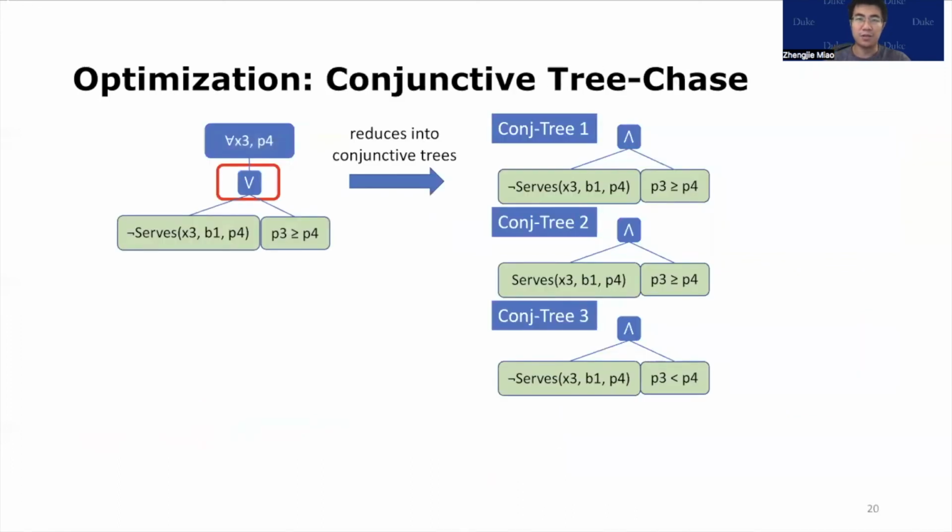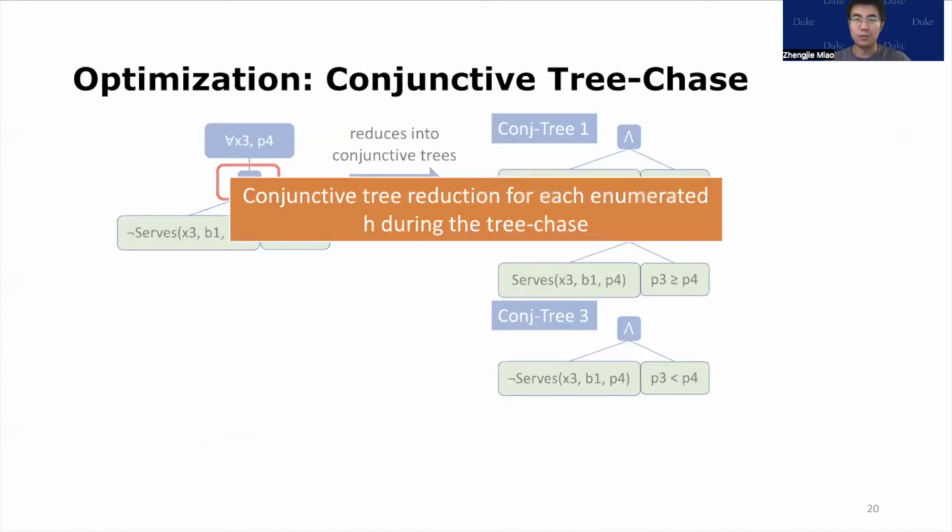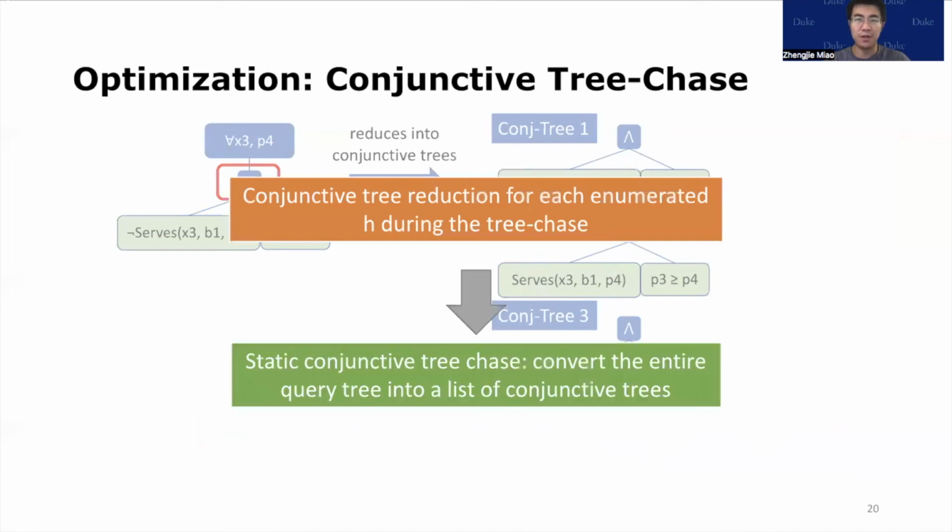The other optimization is for conjunctive tree reduction. For every mapping edge enumerated during the chase, the naive algorithm repeats this tree reduction. One pruning method is to pre-compute the conjunctive trees and run the chase procedure on the trees with only conjunction but no disjunction. This may also lose some solutions or coverages, but in practice, it works well.